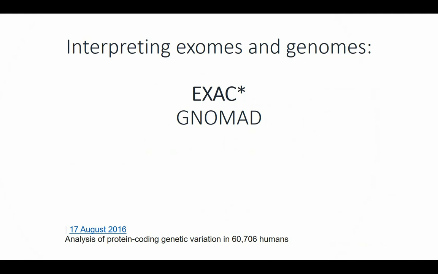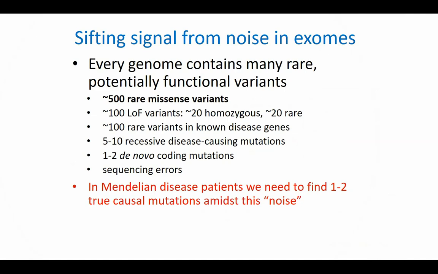Basically, it was canceled as a standalone, and now it's part of a bigger database. It's called gnomAD. And I'll just skip this, but this is just a summary of this ExAC that you see in each person, really: 500 rare missense mutations, 100 loss of function, 5 disease causing, 1 de novo mutation.